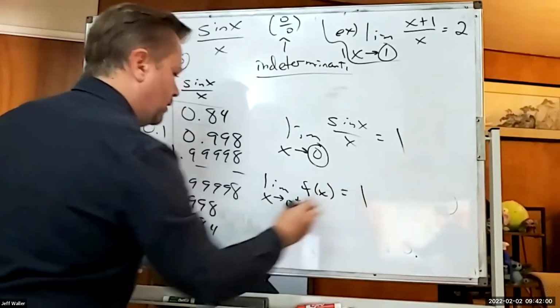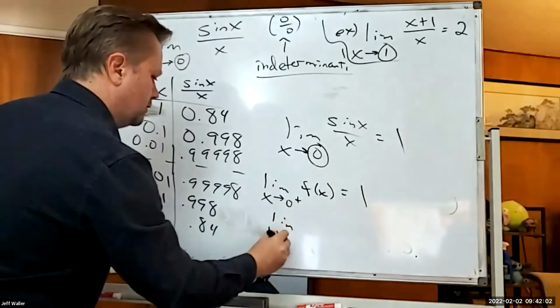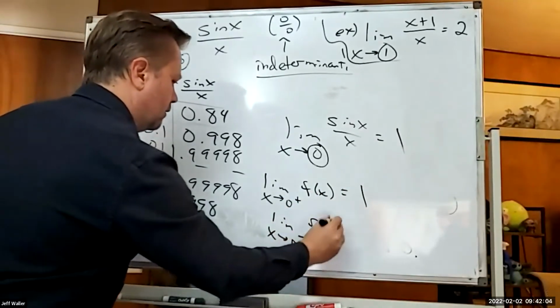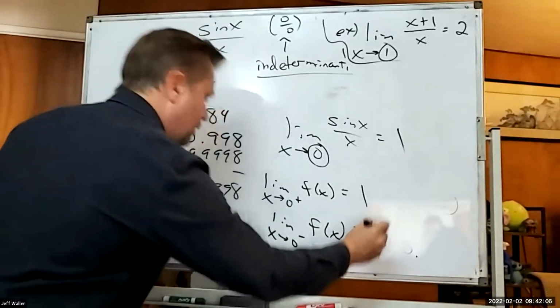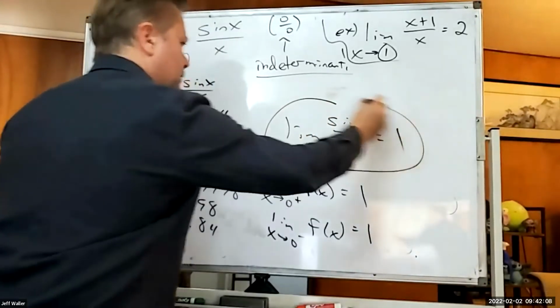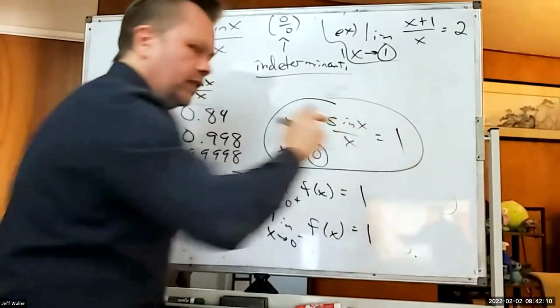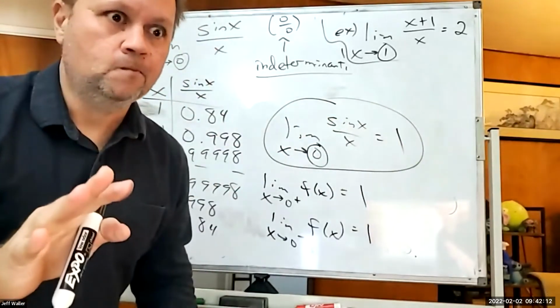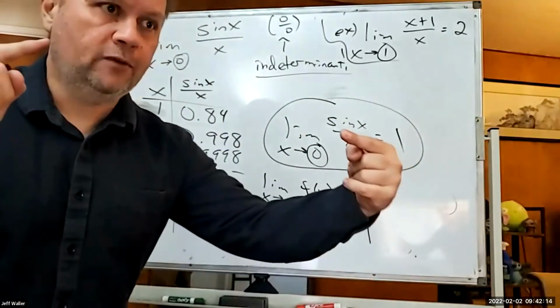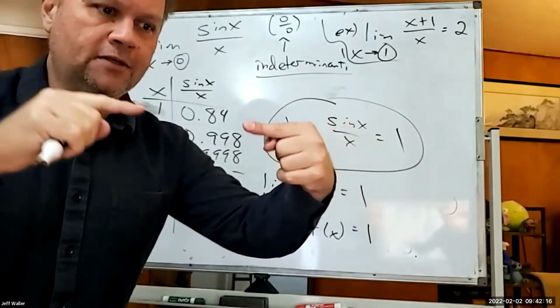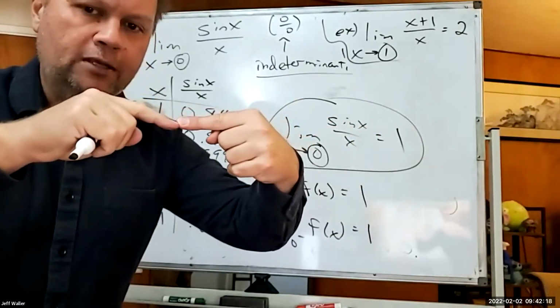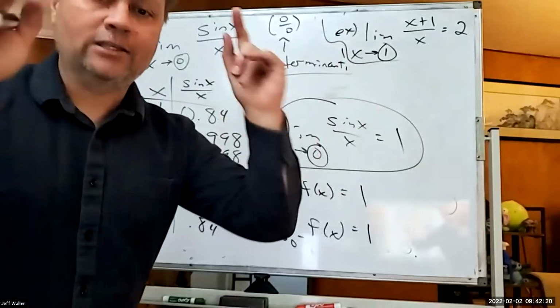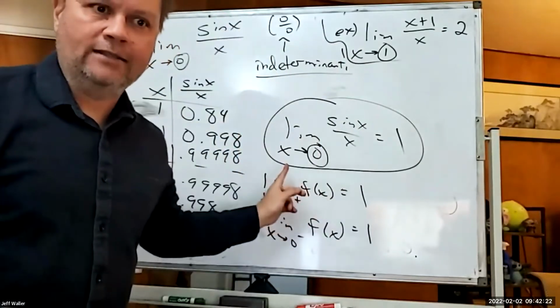It was 1. What's the limit as x goes to 0 from the left? It was also 1. Therefore, I could just say the limit is 1. Let me see if you guys are cool with that. Since the limit from the left and the right agree, the function has 1 limit at that number.